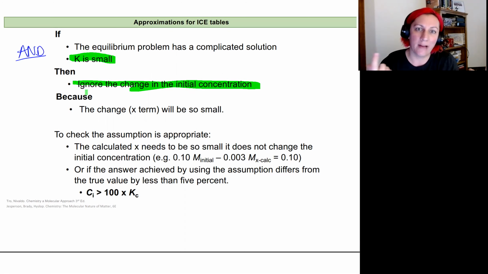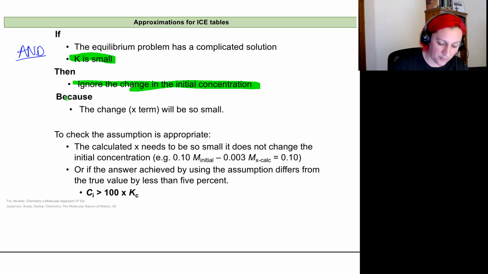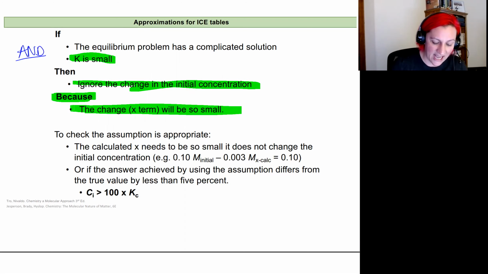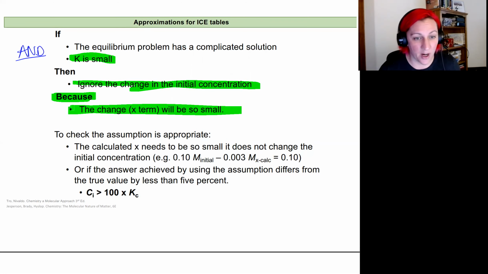And so if we're going to just be rounding anyway, let's just round away that x now before we try solving this, and save ourselves the hassle of solving a cubic equation, right? So this is only going to work because the change in x is going to be so small that we can ignore it. That's the only reason. That's the only time you can do this approximation.